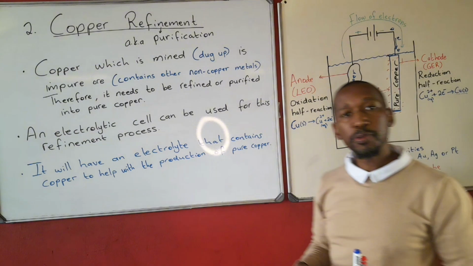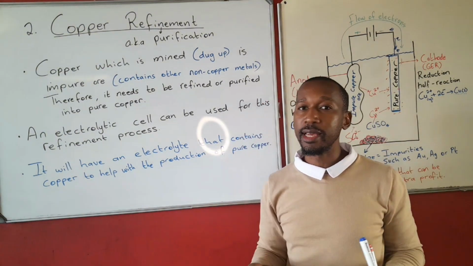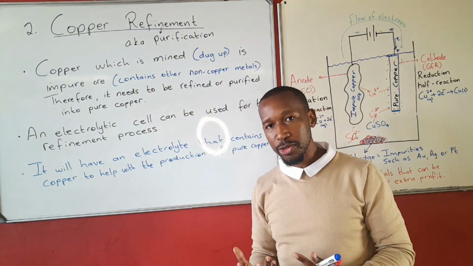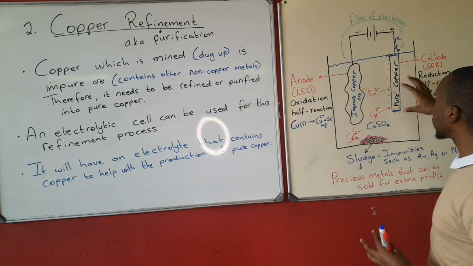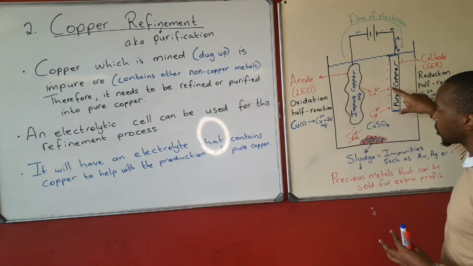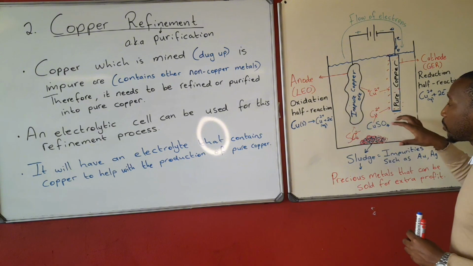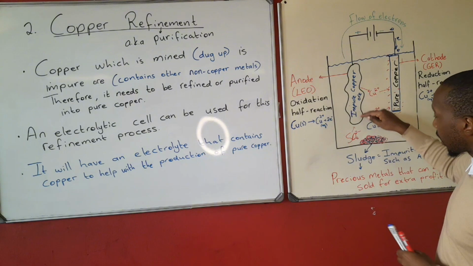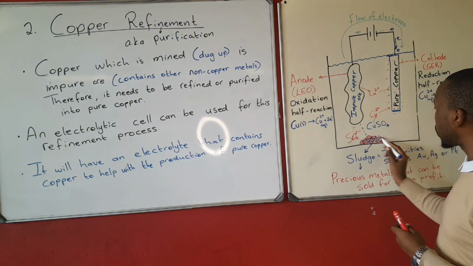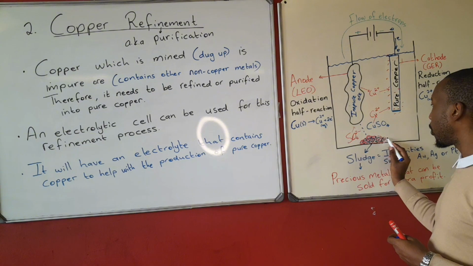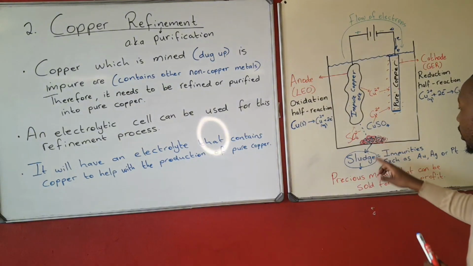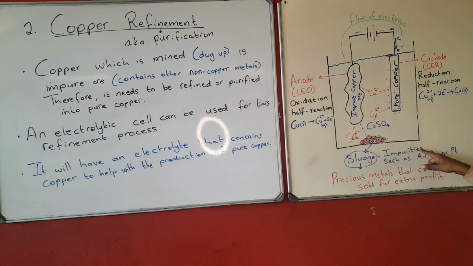Now, as this process continues, we did mention that copper ore contains other metals. The extra metals do not get to be oxidized or reduced in this particular cell because of their relative oxidation potentials. Rather, they drop down to the bottom of the cell and form what we call the sludge. The sludge is the collection of those impurities that builds up at the bottom of the cell.